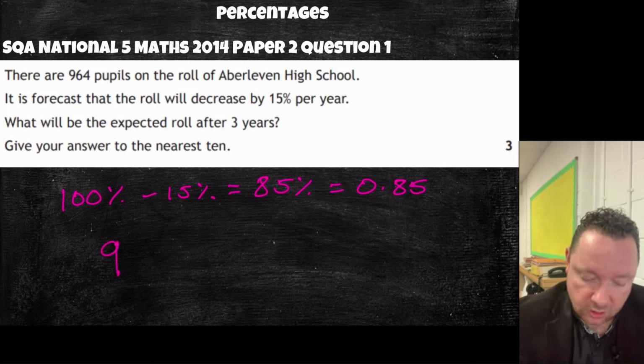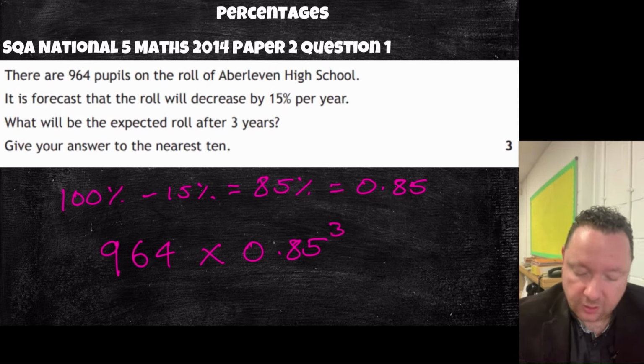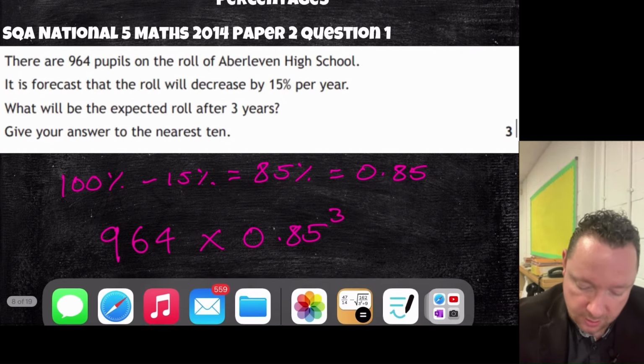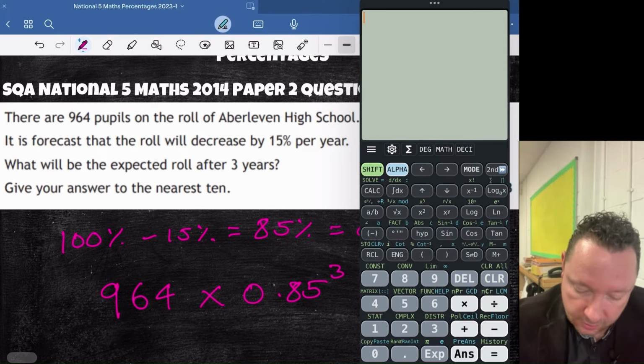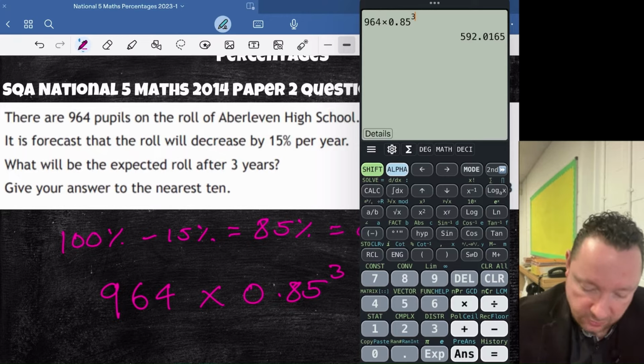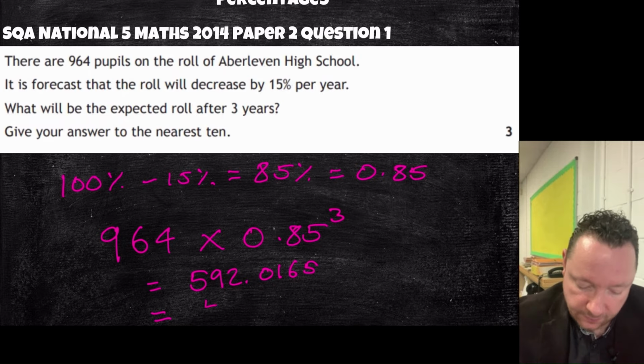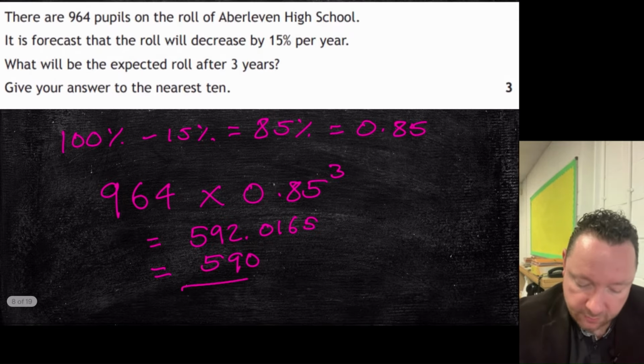So I take 964 times by 0.85, and then it's over 3 years, so to the power of 3, because this is depreciation. Calculator for that, 964 times 0.85 to the power of 3 is 592.0165. So I'll just write down my whole answer, 592.0165, which to the nearest 10 is 590. So I'll write 590 for my final answer.